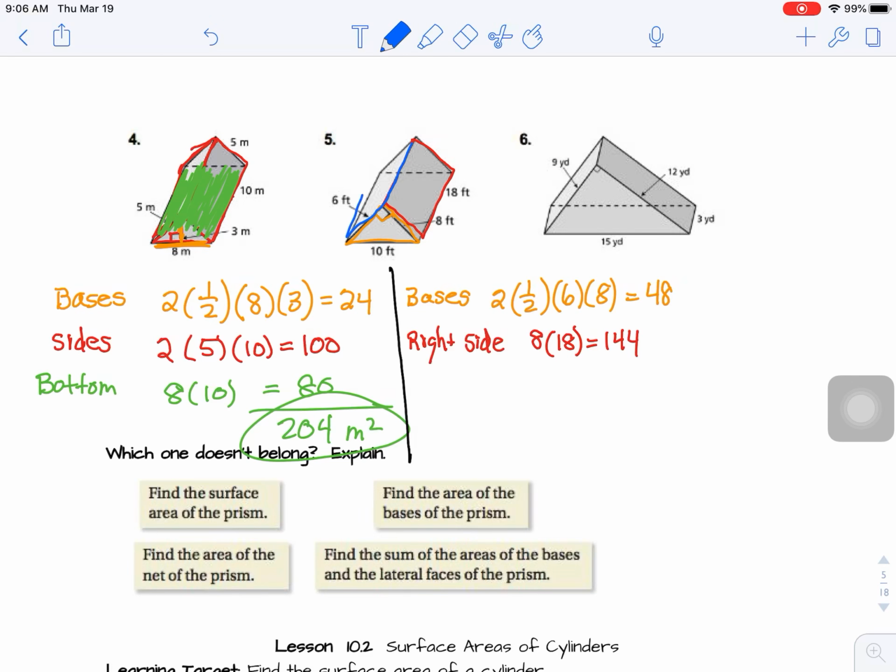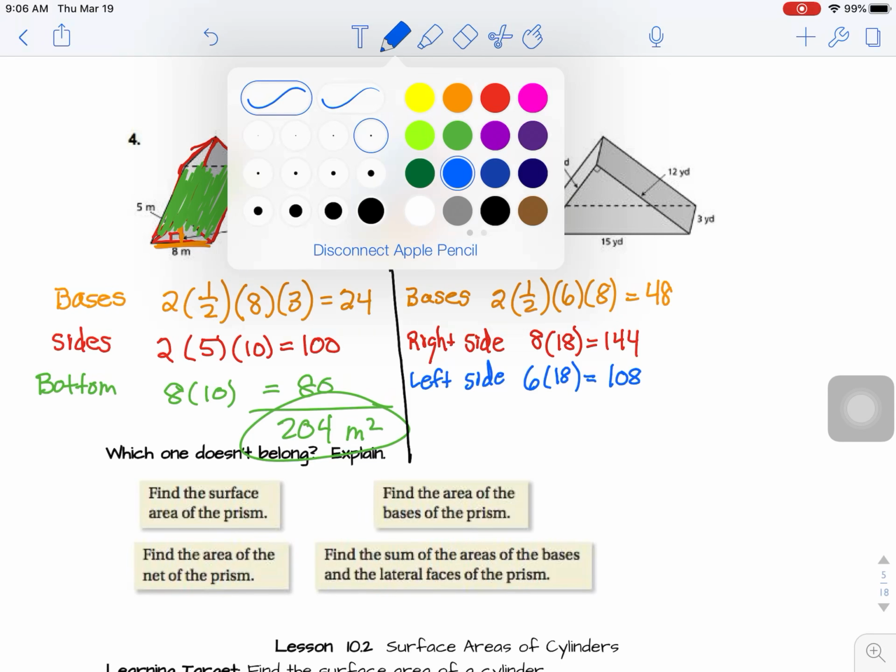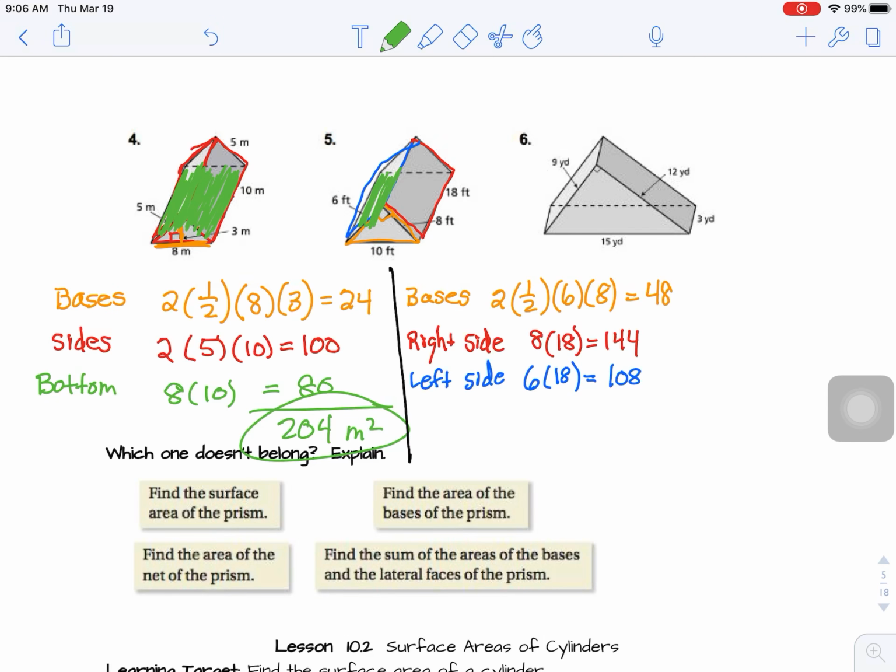The left side is 6 by 18, which gives us a total of 108. And then the bottom, that bottom rectangle that it's sitting on, is 10 by 18, which gives us a total of 180. Again, then we add up our numbers, which gives us a total of 480 feet squared.